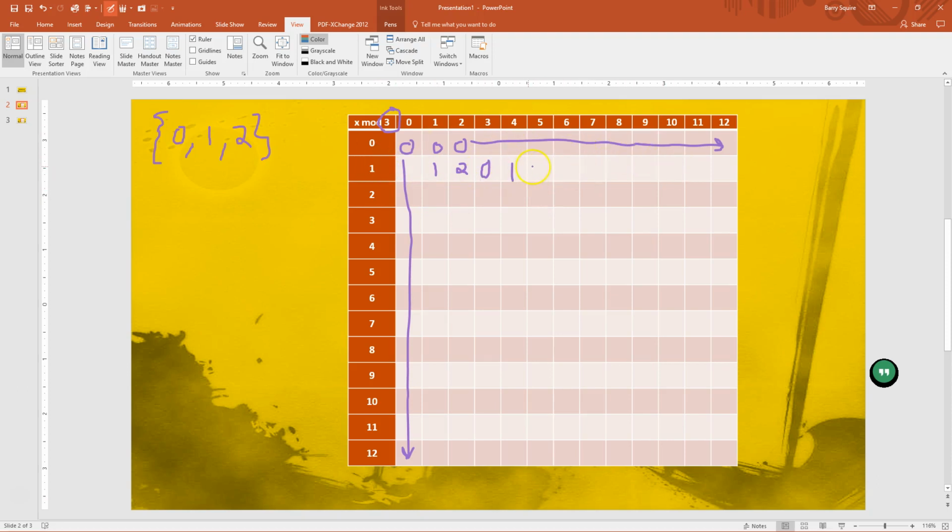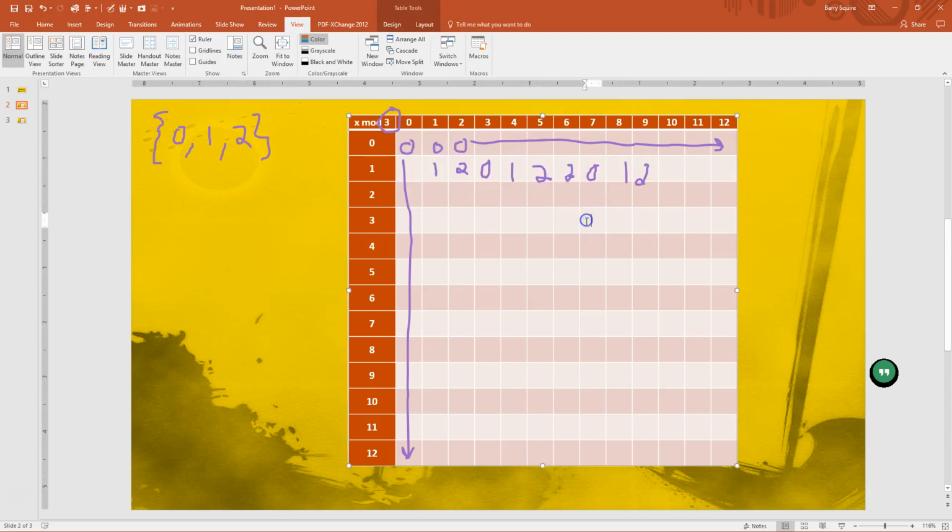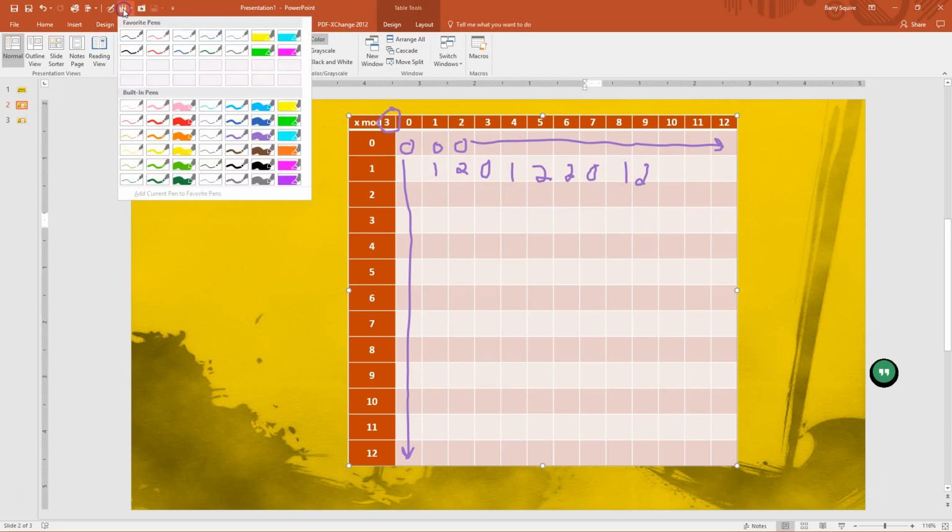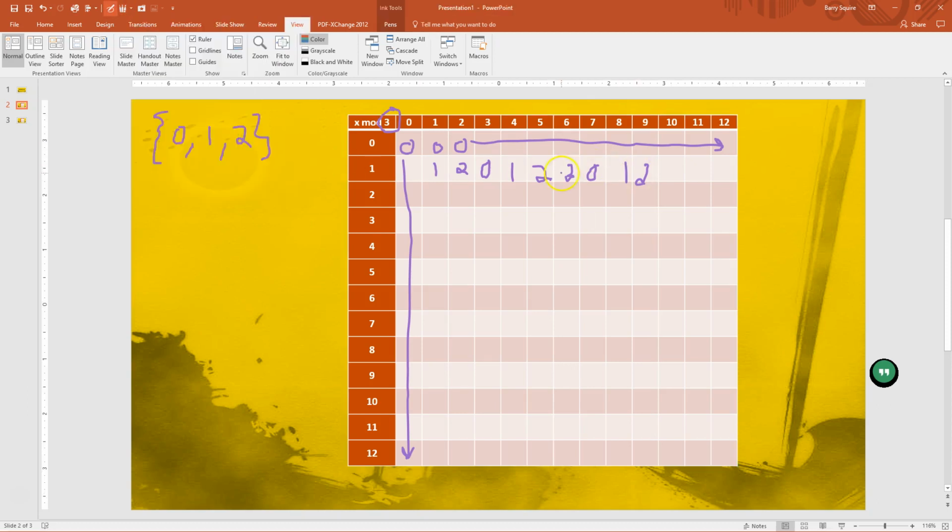So 2, 3, 0, 1, 2, whoops, sorry, that was really bad. Because we can't use 3. So that just means that we have to, can't find my eraser here, but this is going to be a 0. That's a 1. That's a 2. That's a 0. 1, 2, and 0.